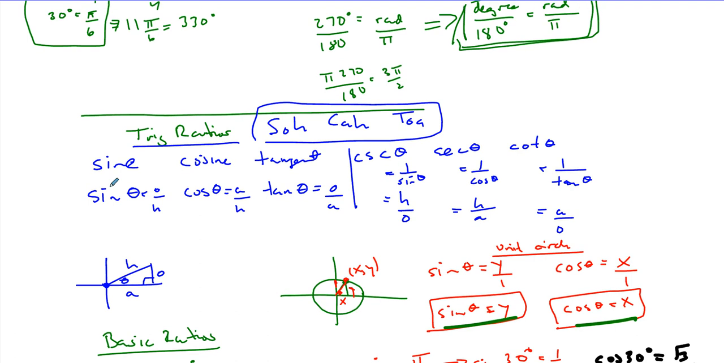We then go to the trig ratios, SOHCAHTOA. All right, sine is opposite over hypotenuse, cosine is adjacent over hypotenuse. Then, cosecant is 1 over sine. Secant is 1 over cosine. Cotangent is 1 over tangent. All right, know that tangent actually equals sine over cosine.